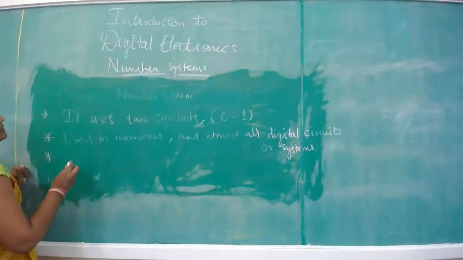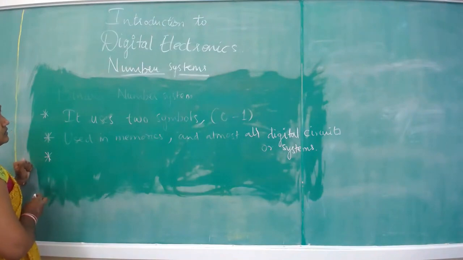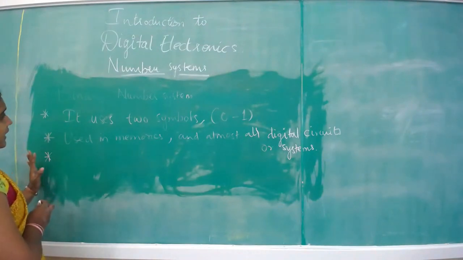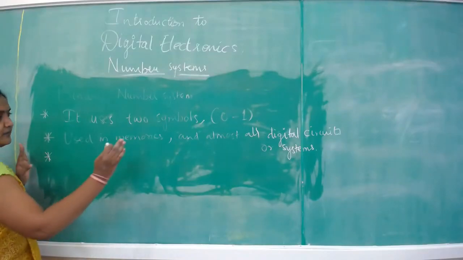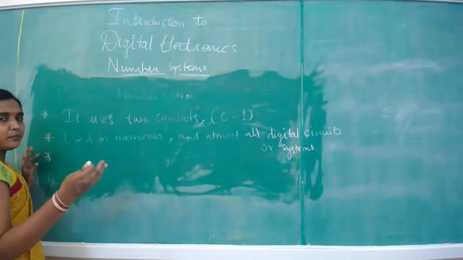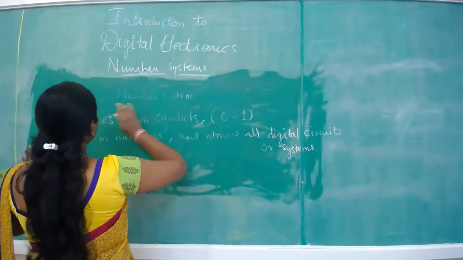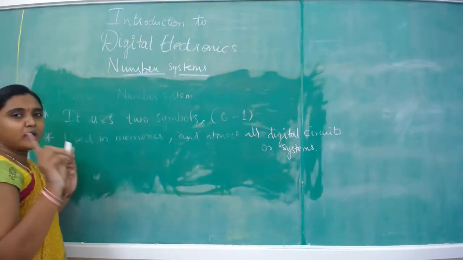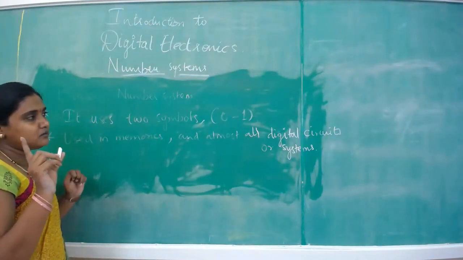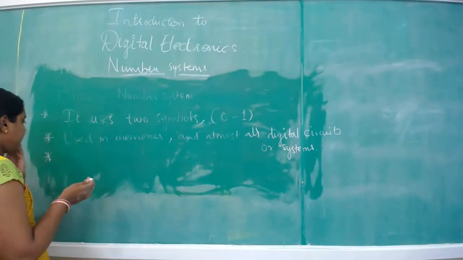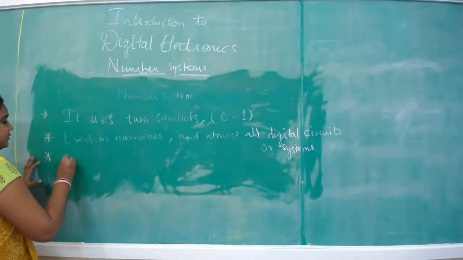Right. So about this binary number system, we can also add some points. That is, when we are using the symbols 0 and 1, we can form combinations of 0 and 1 to form binary numbers. Okay. So when you are using only one symbol, that is either 0 or 1, that becomes a bit.